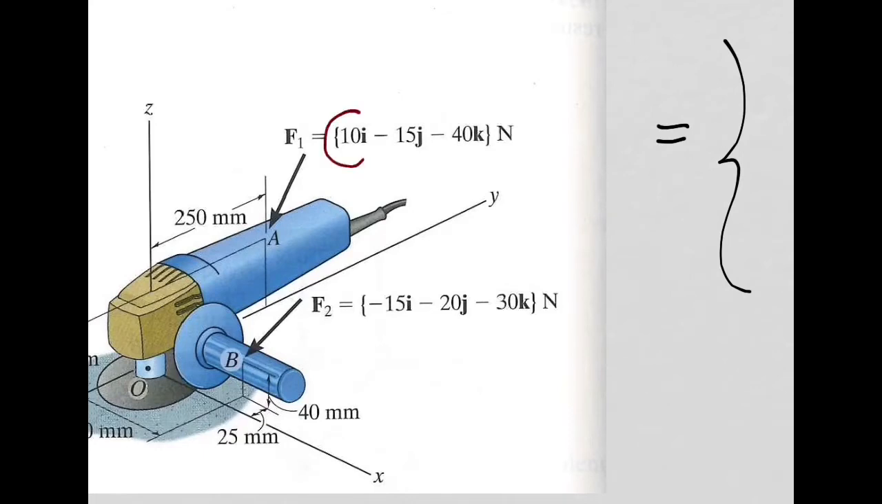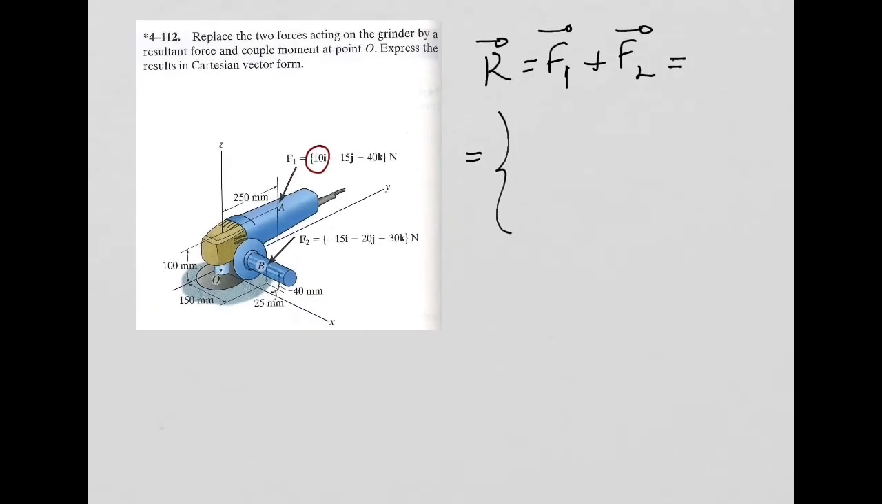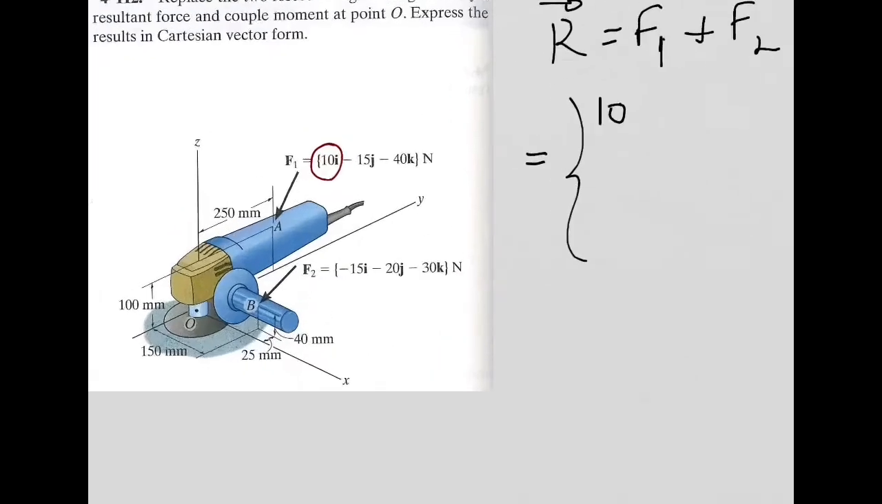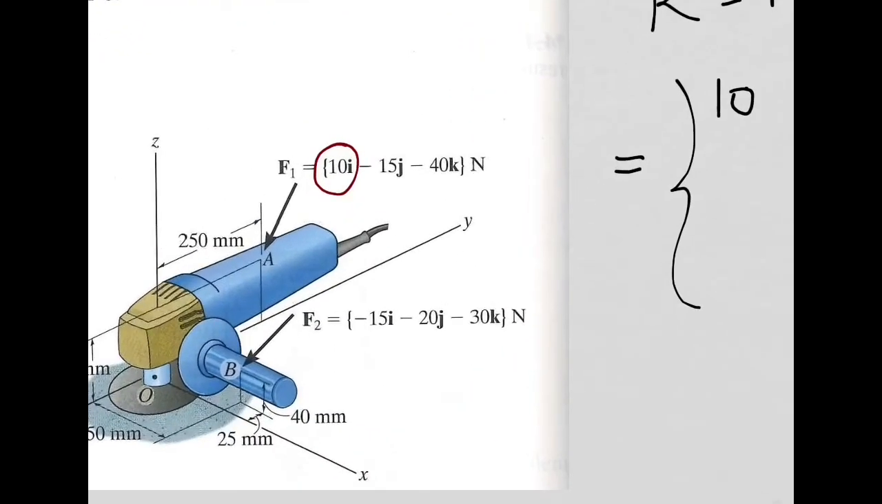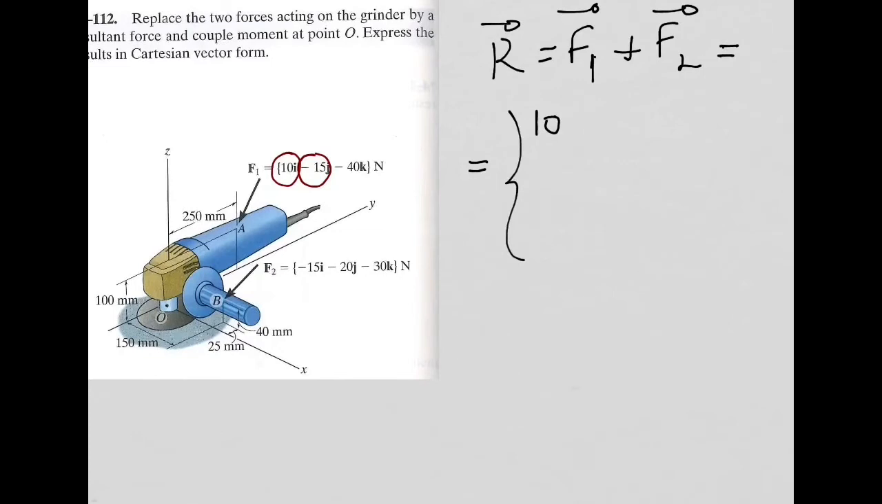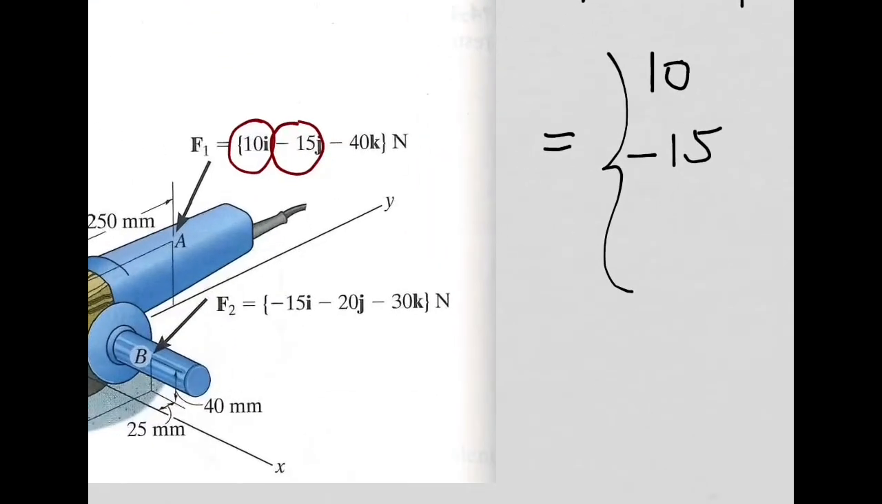The x component is this one, 10. Agree with me? So I will have 10 in the x direction. The y component is this, minus 15. So I will have here minus 15 in the y direction. And the z component is this, minus 40.